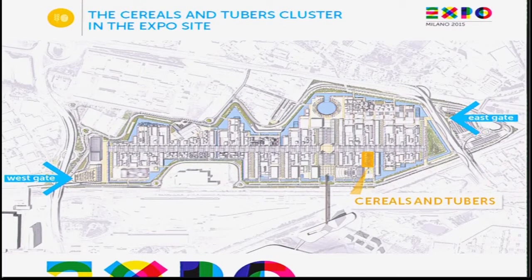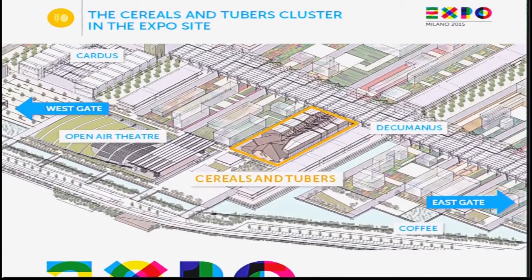cereals and tubers clusters. This cluster is near the East Gate. It's in the south part of the site. This is the location in the Expo site. It's quite near to Open Air Theatre and the Cardus, that is the place to Italian participation.